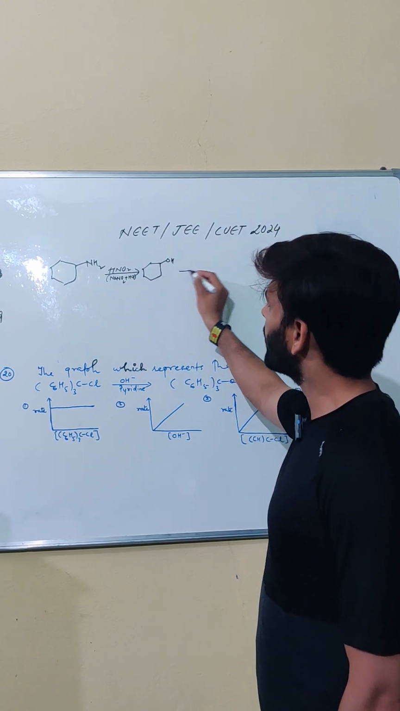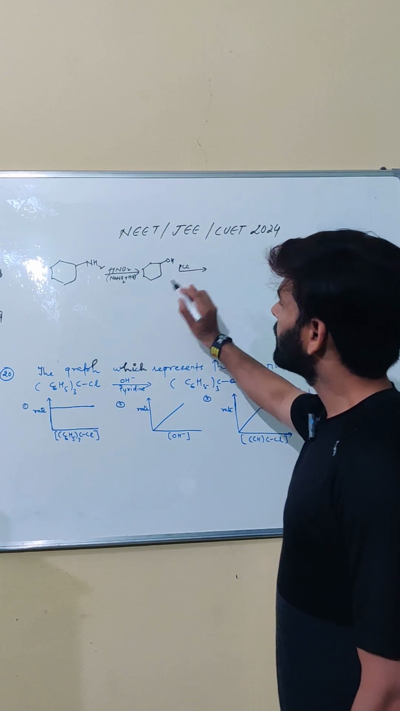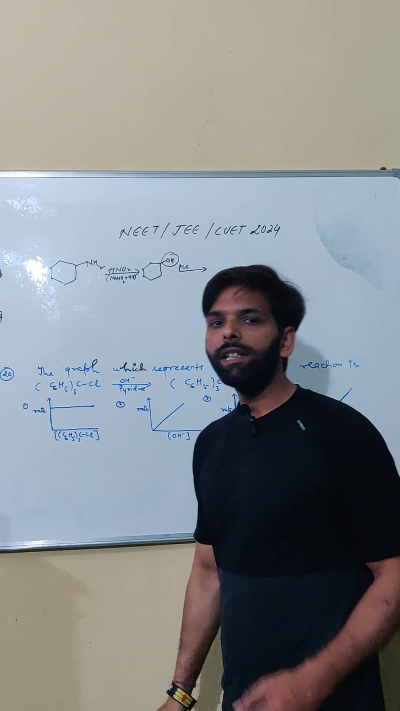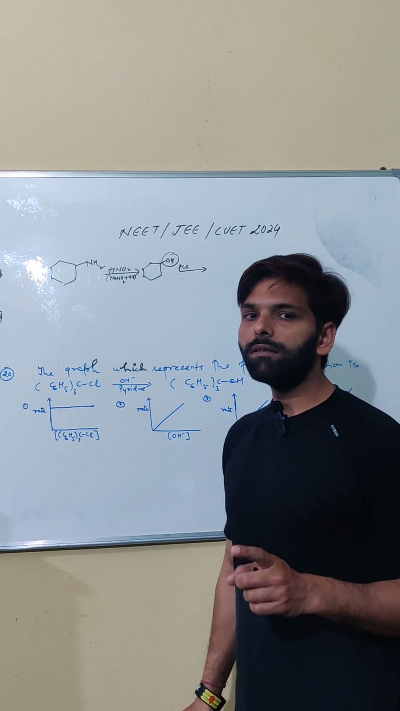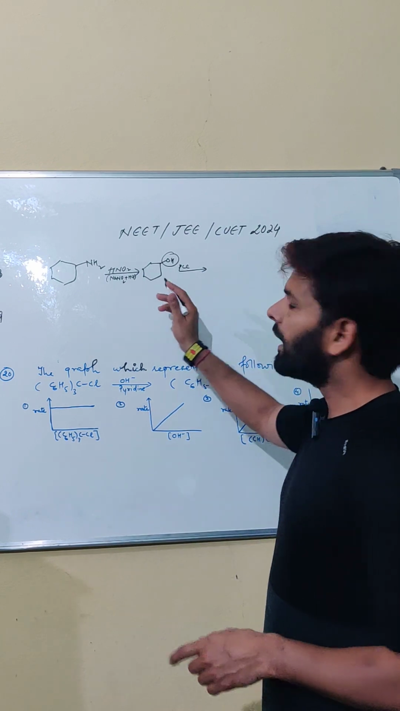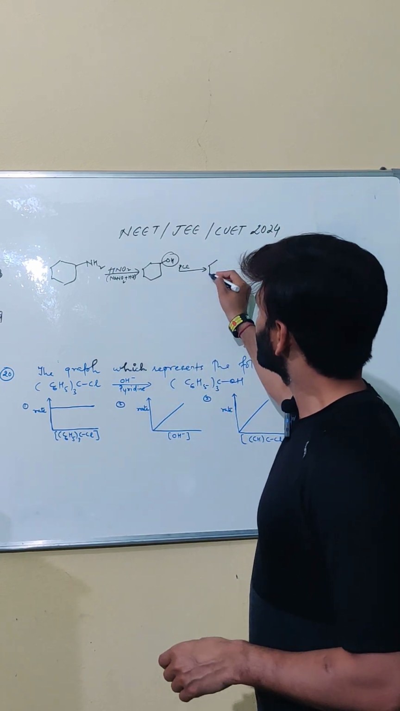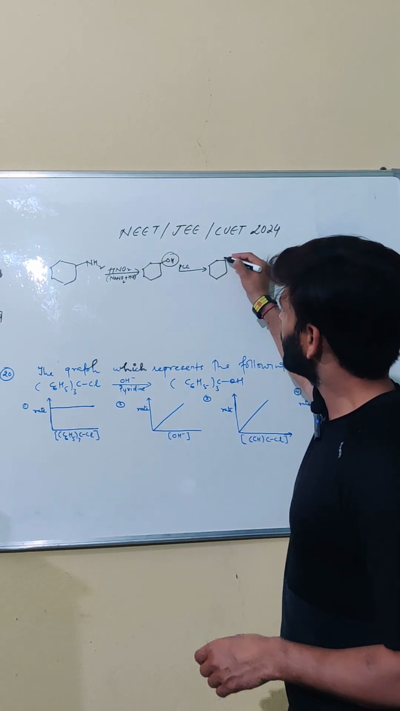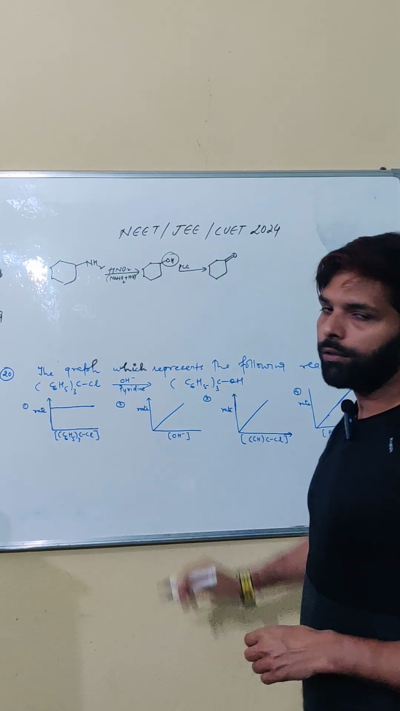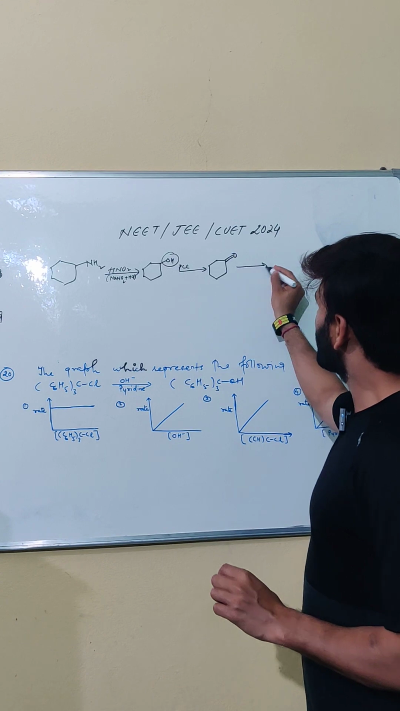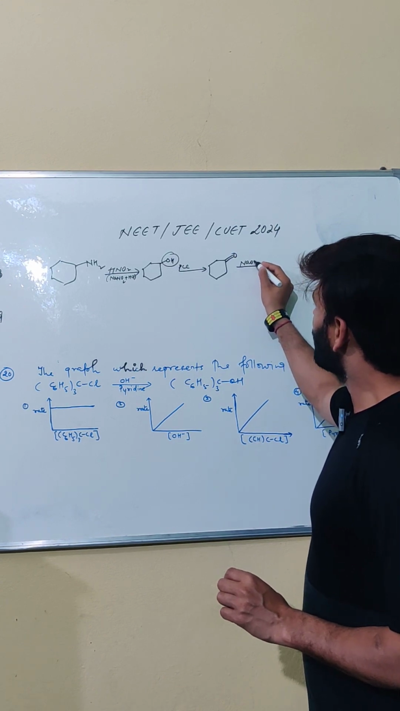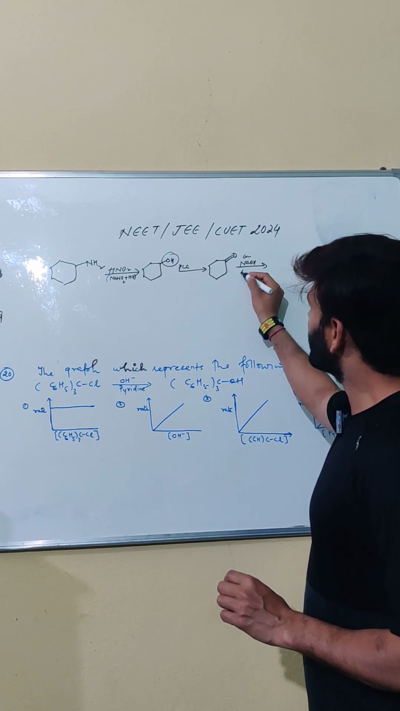So in the first step we will get alcohol, then PCC. This will oxidize. PCC is pyridinium chlorochromate, which oxidizes 1 degree alcohol into aldehyde and 2 degree alcohol into ketone. So this is a 2 degree alcohol, cyclohexanol. You will get ketone. And after this, the reaction is very important: NaOH, that is concentrated NaOH, and then heat.